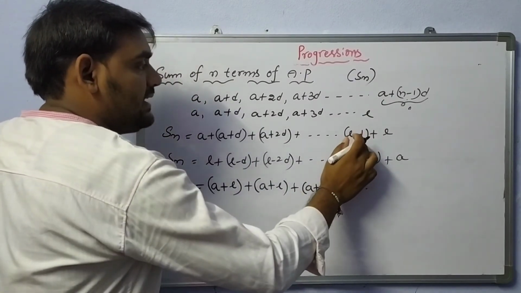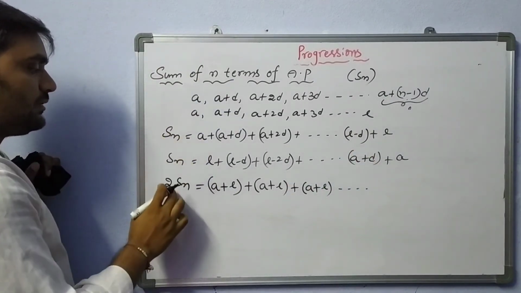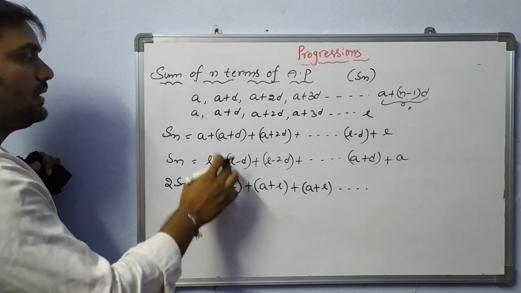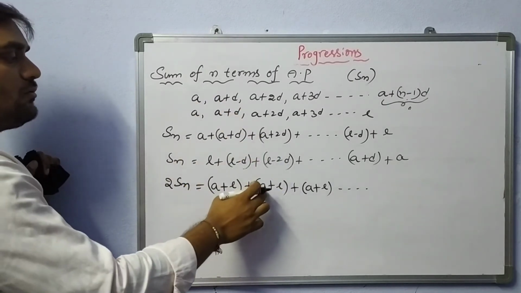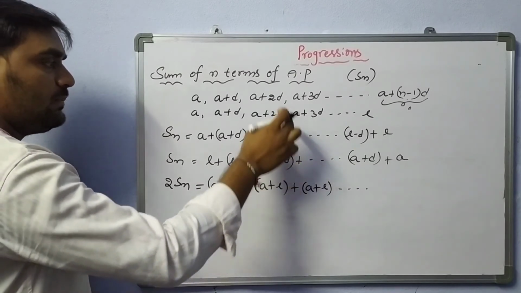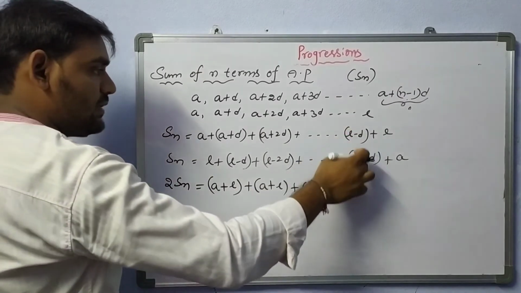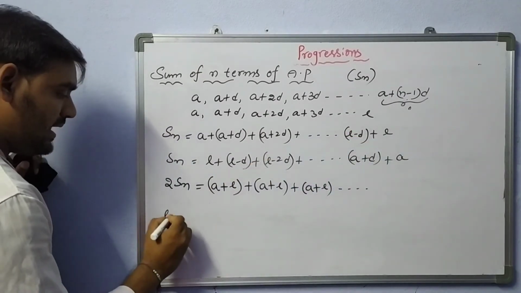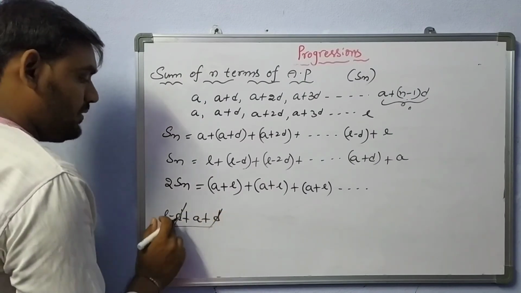Next, L minus d plus a plus d. We are adding these two. So Sn plus Sn, 2Sn, a plus L, a plus L. Next, a plus d plus L minus d. Plus d minus d gets cancelled. Now we got a plus L. Next, a plus 2d plus L minus 2d. Plus 2d minus 2d gets cancelled. So we got here a plus L. Next we need to add these two things. So L minus d plus a plus d. Plus d minus d gets cancelled. So we got L plus a.